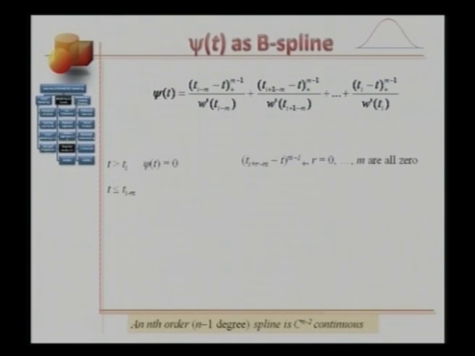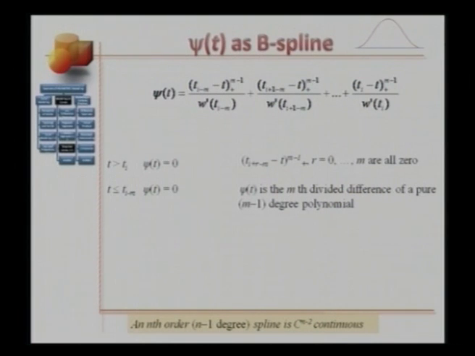For values of t smaller than or equal to ti minus m, again psi of t is 0. This is because psi of t is the mth divided difference of a pure m minus 1 degree polynomial.